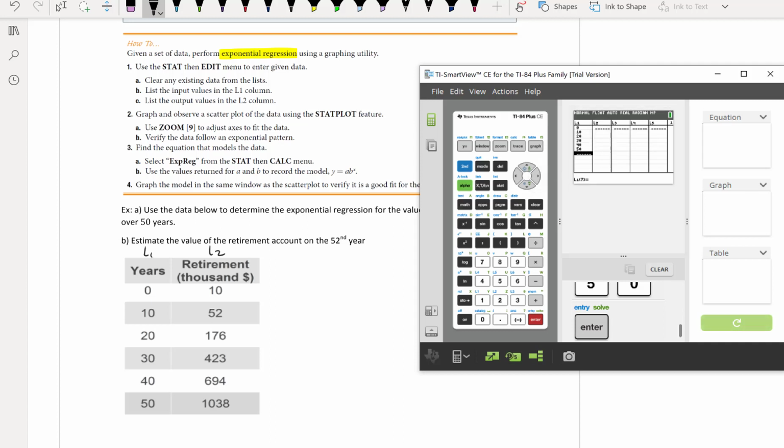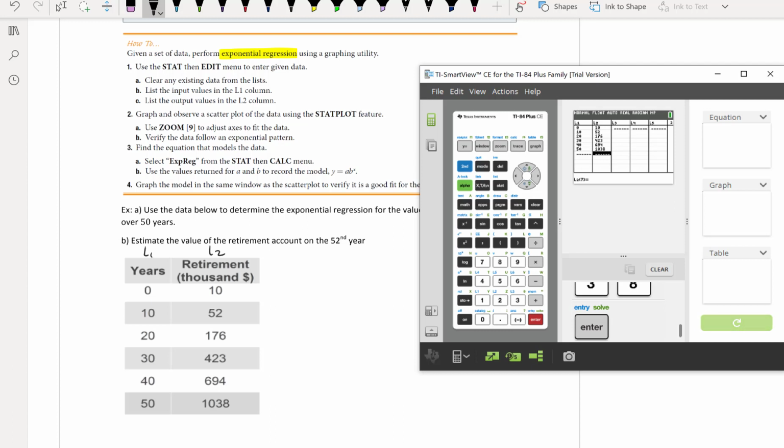Okay, so now I'm in my L2. And I'm going to go ahead and plug in my values. So I have 10, I have 52, I have 176, I also have 423, I have 694, and I also have 1038. Okay, so now I have my L1 and my L2 values in here.